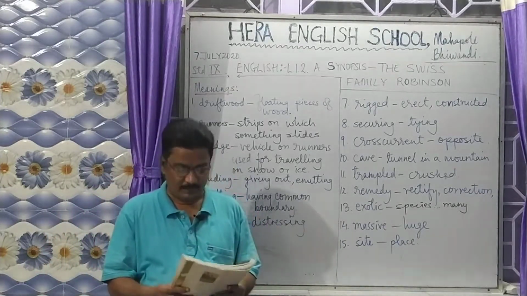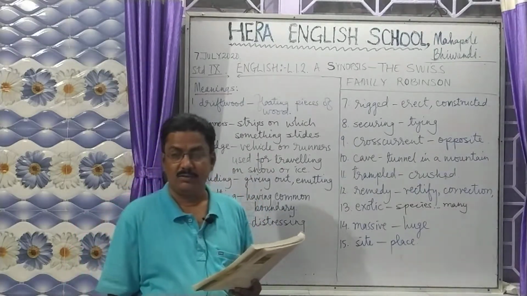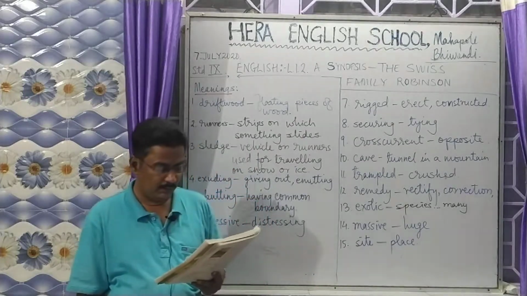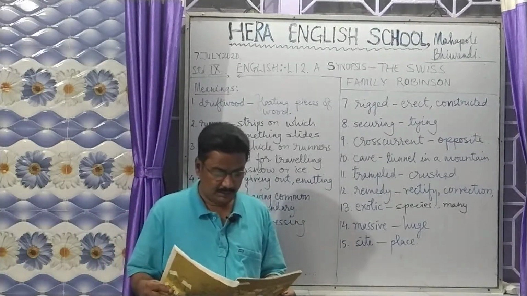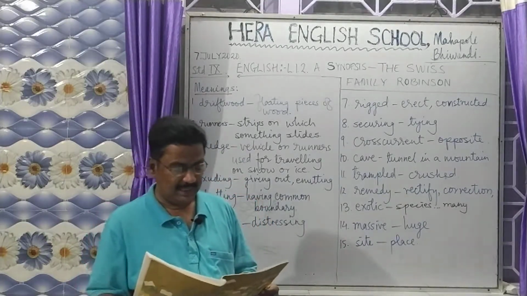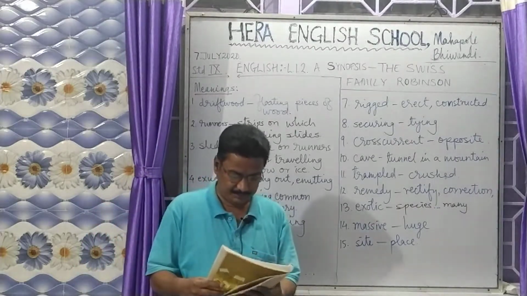Now we move on to the next paragraph. The men knotted a rope at certain intervals. Men means the 4 children and William himself. I hope you remember all the 4 children's names. They are Fritz, the eldest one, the second one is Ernest, the third is Jack, and the 4th one is Franz.